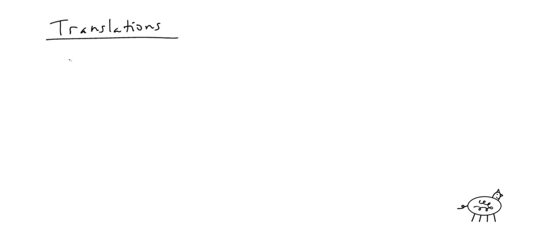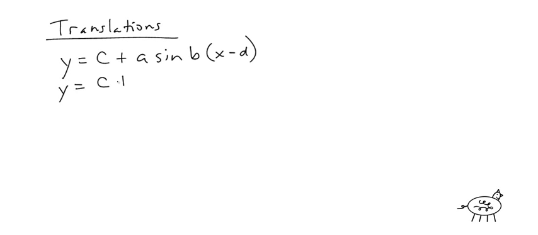All right, so here's our general form. y = c + a sin(b(x − d)). Ooh, that looks super scary, doesn't it? Sure does. And then y = c + a cos(b(x − d)). You pretty much treat sine and cosine the same, and of course you know how to graph.